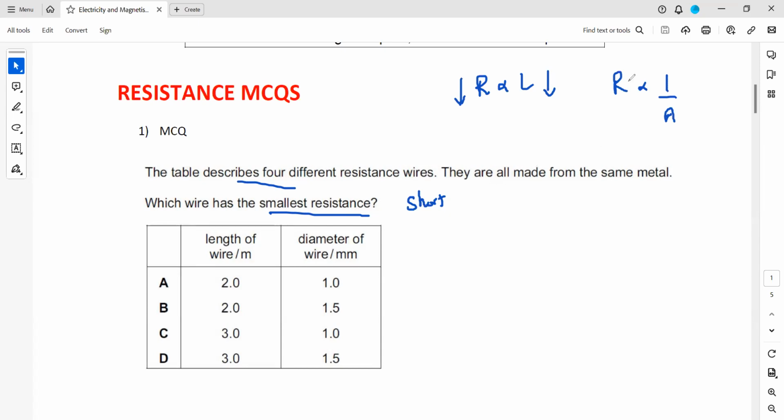And what about the cross-sectional area? Because if you want a low resistance, it should have a greater cross-sectional area, or it should be thick. So which wire is thicker and which is shorter? So shorter, like 2 meter length is short, and thicker is 1.5 meters. So B should be the right answer. Is it clear? That's one. Why B is the right answer?